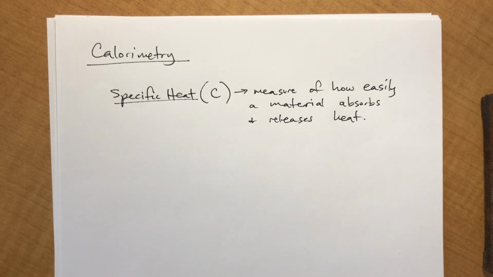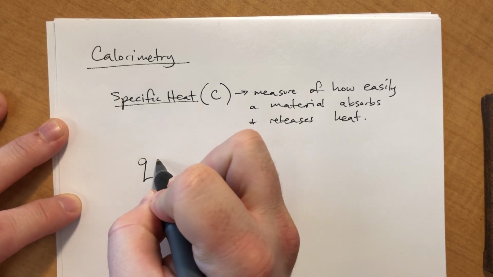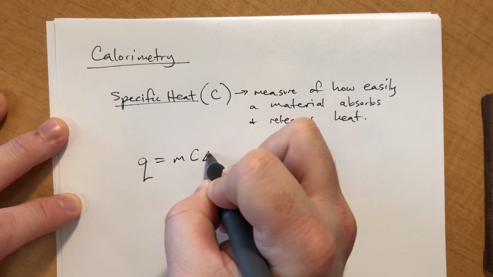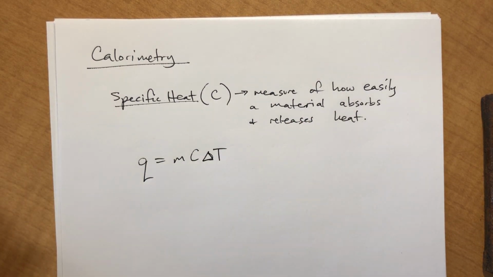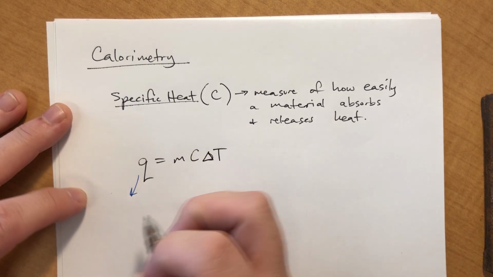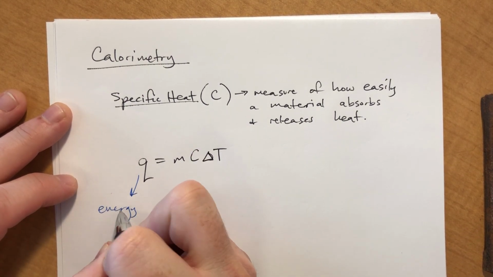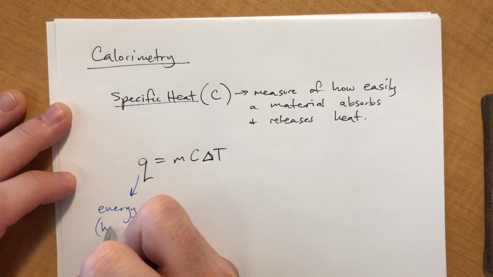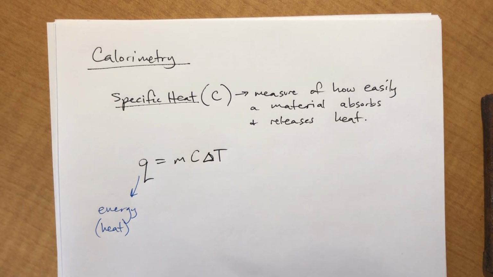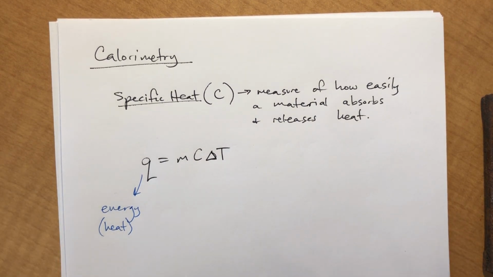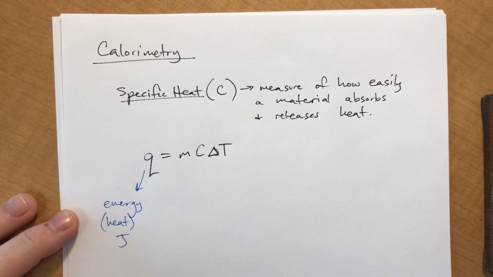And there is an equation to relate all this stuff. So a little bit of algebra here, sorry. The equation looks like this. Q equals mc delta T. Okay, so we need to define a few things. Q is the energy. It's basically the heat that's being gained or lost. Again, specific heat is not actually heat. It's a measure of how well something absorbs or releases heat. Its units are going to be joules.